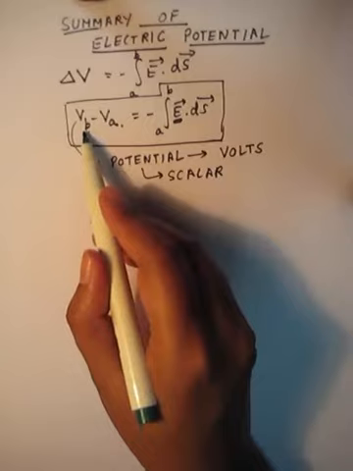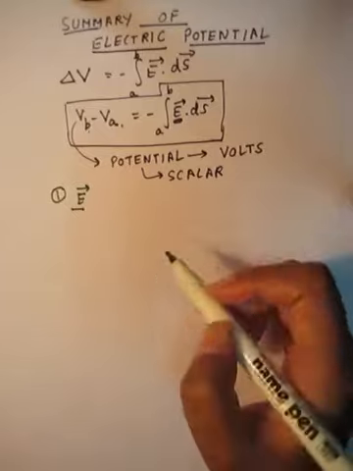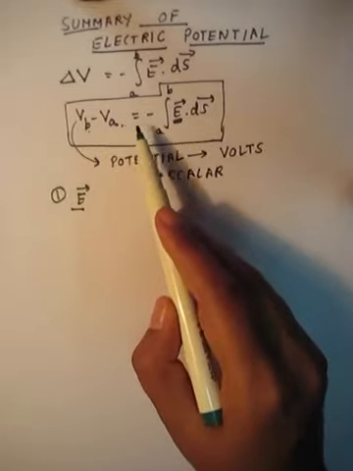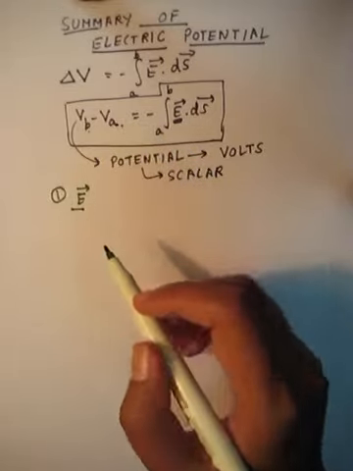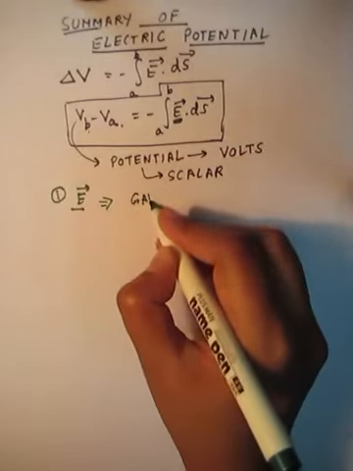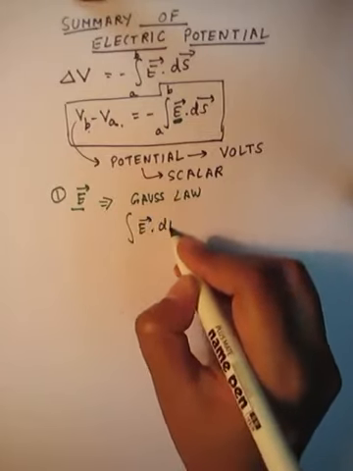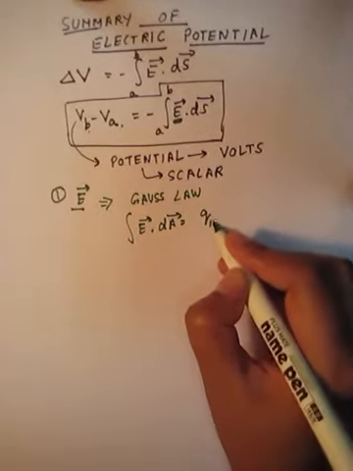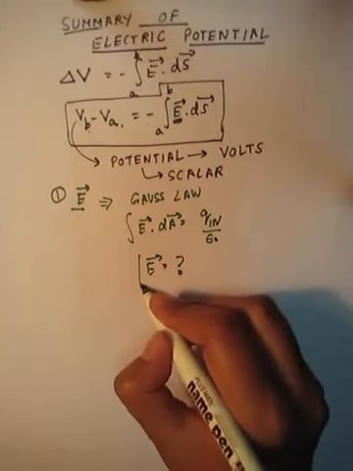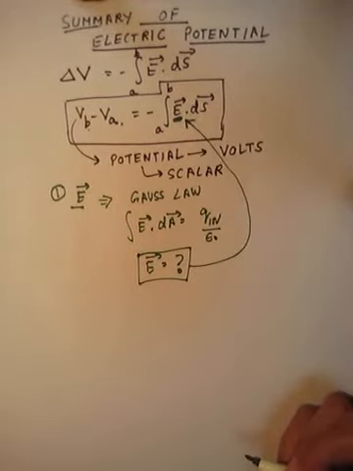So in order to find potential, the first step is to find out the electric field. You might have seen that whenever we have to find potential, we first try to see what the electric field is if we are moving between 2 points. The electric field is calculated by Gauss's law: the integral of E vector dot dA vector equals charge enclosed upon epsilon naught. Find the electric field from here, and use it to find the potential difference.